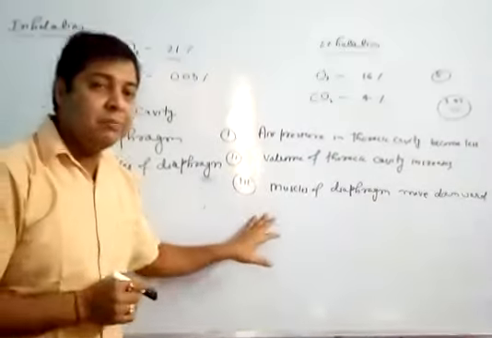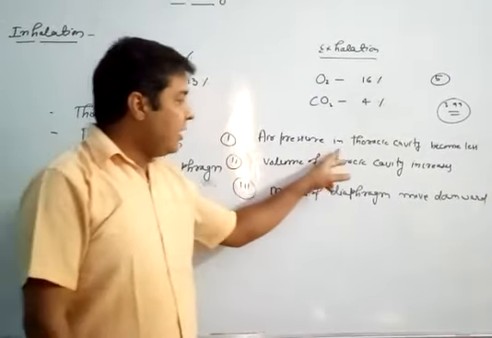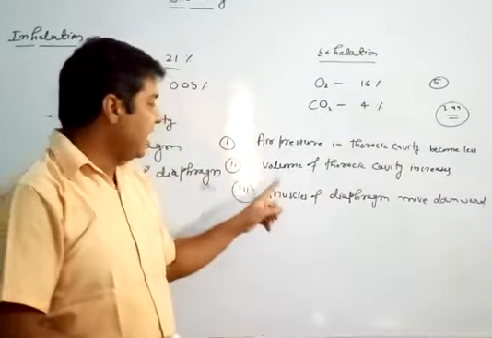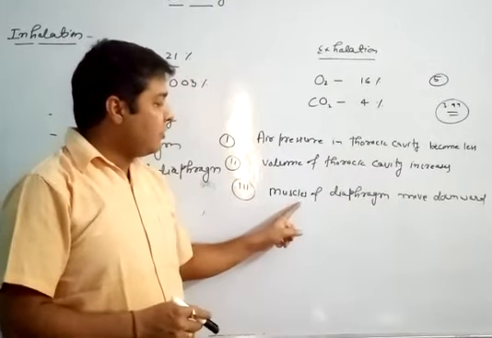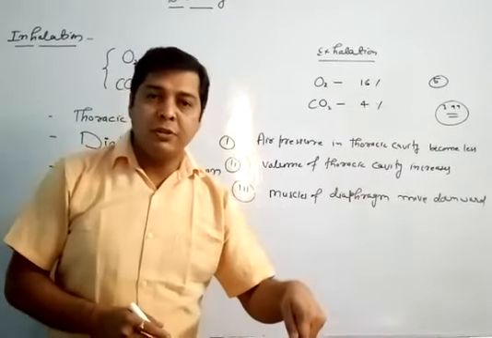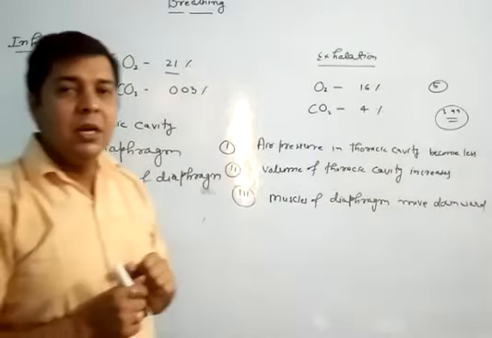This is called the mechanism during inhalation or inspiration. What? Air pressure in the thoracic cavity becomes less. Second, the volume of the thoracic cavity increases, and at the same time the muscles of the diaphragm move downward. With these data, this is about inspiration.